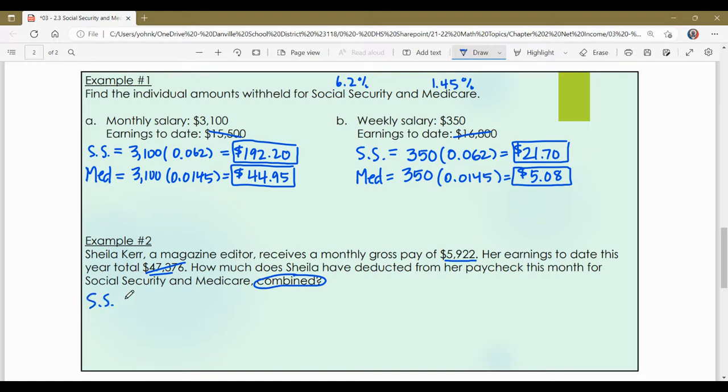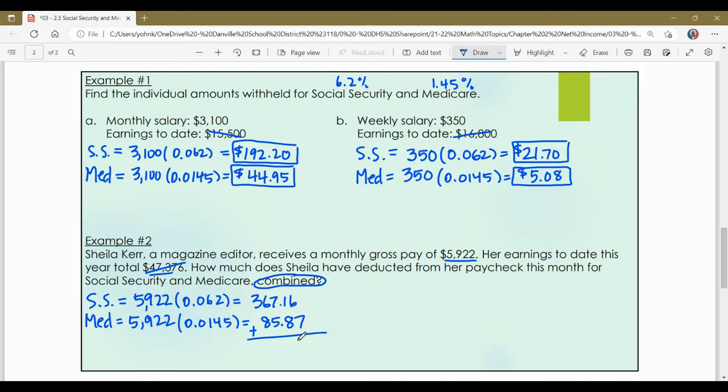So let's see, Social Security is $5,922, and we're going to multiply that by 6.2% or 0.062. This gives me a Social Security amount of $367.16. Then we're going to do Medicare. We're going to take that monthly salary again, $5,922, multiply by the Medicare percentage, 0.0145. This gives me a Medicare value of $85.87.